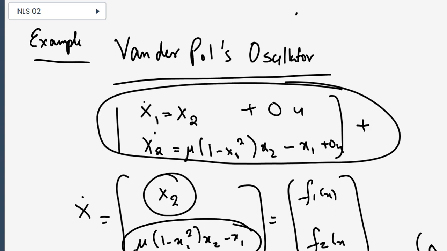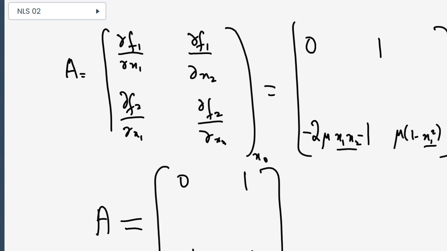And what we did is first of all equate these two equations to 0, x1 dot equal to 0, x2 dot equal to 0, and find out the values of x1 and x2. This will be the operating point. Then differentiate x1 dot and x2 dot individually, with partial derivatives with respect to x1 and x2, and find out the 4 elements of the A matrix.